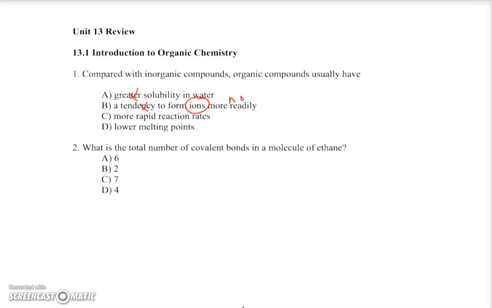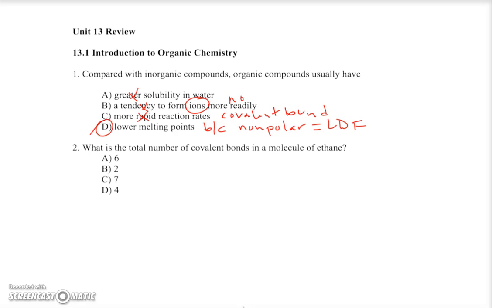Organic compounds do not have more rapid reaction rates because of those covalent bonds. And do they have lower melting points? Yes, they have lower melting points because they are nonpolar and they have those London dispersion forces. Okay, so there you go, choice D.